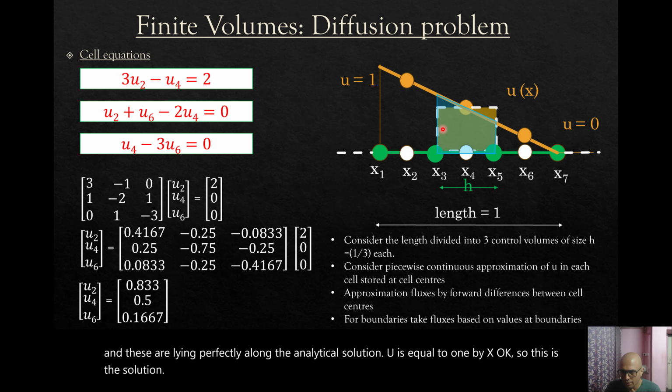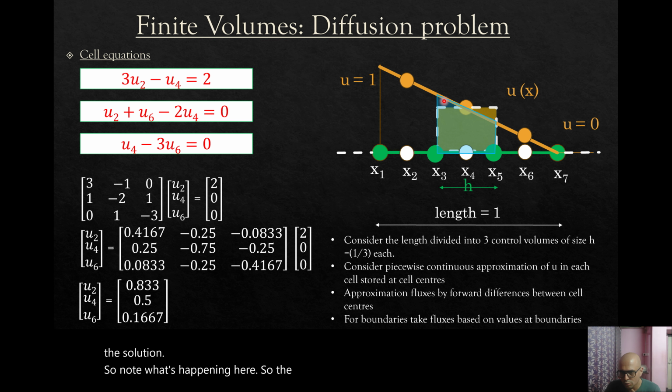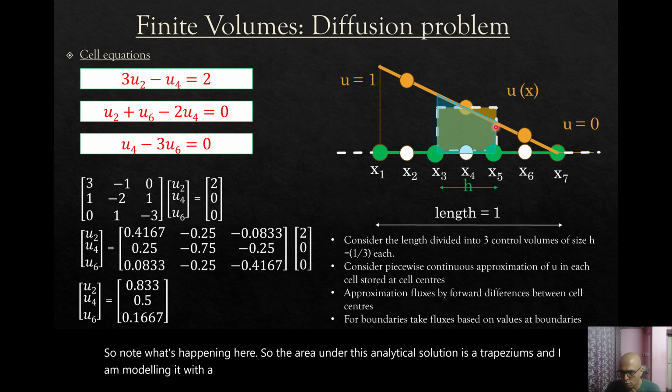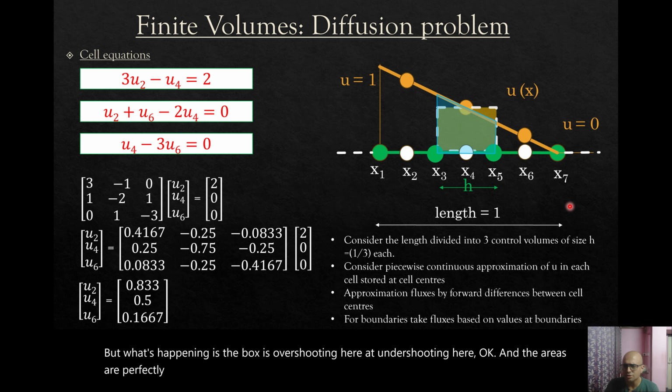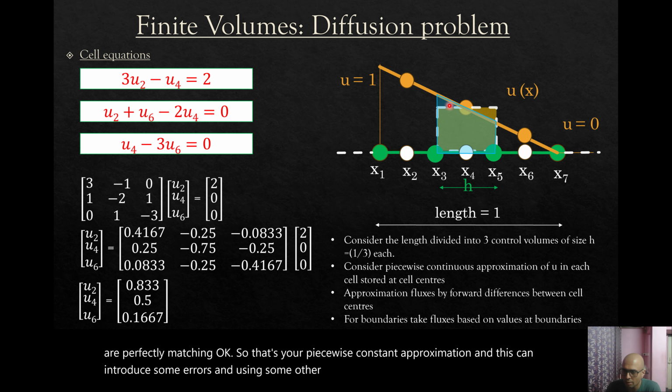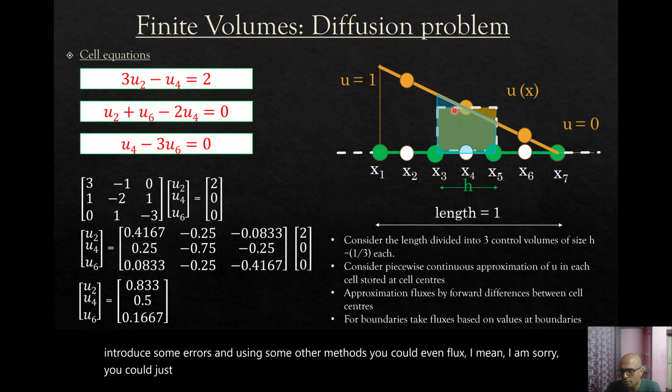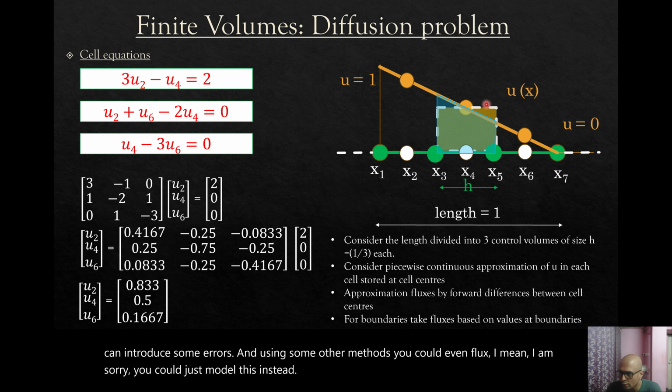So note what's happening here. The area under this analytical solution is a trapezium, and I am modeling it with a piecewise constant, which is a box. The box is overshooting here and undershooting here, and the areas are perfectly matching. So that's your piecewise constant approximation, and this can introduce some errors. Instead of piecewise constants, you could even model the curvature.